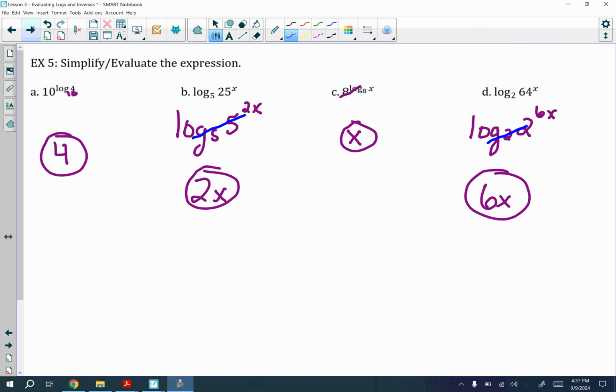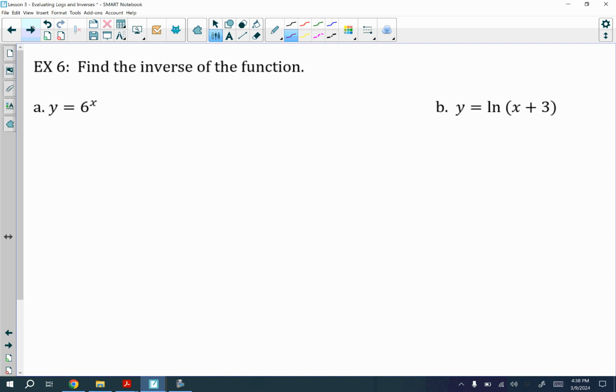Okay, so now our last thing we're going to talk about in lesson 3 is finding the inverse of a function. Now, we have talked about this. We did this in our last unit. We are now doing it with exponentials and logs. Now, remember the steps. First step is to switch x and y. So anytime we are finding the inverse of the function, we always switch x and y.